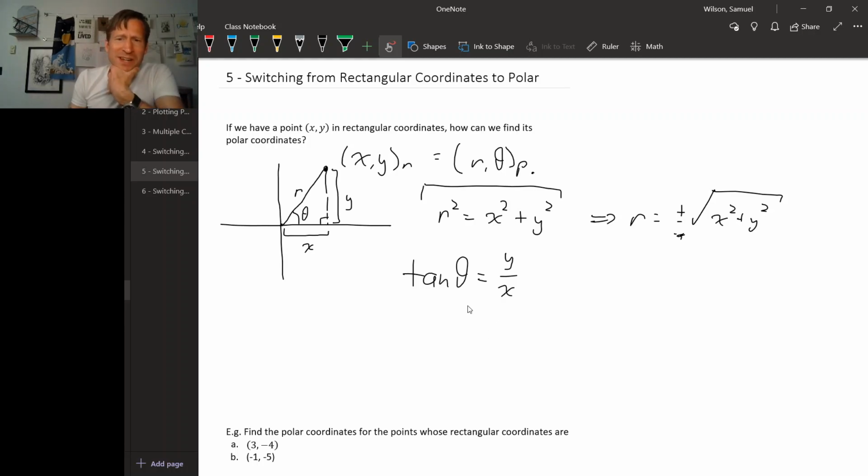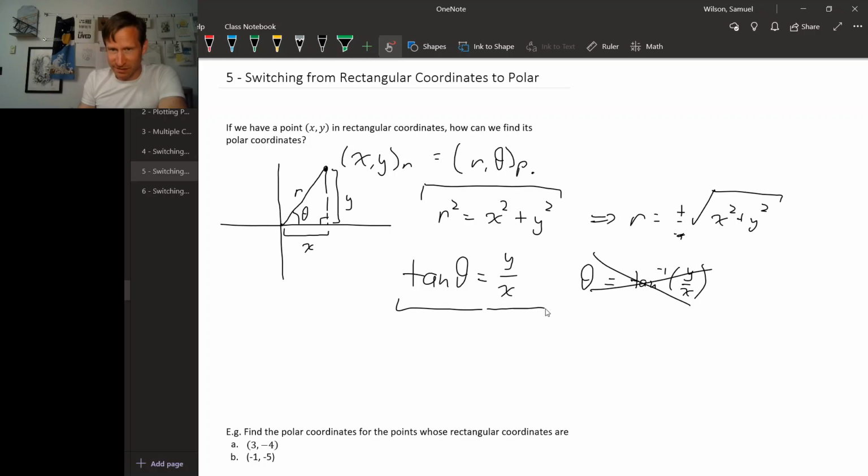One thing we need to be careful about here is, it's tempting to say that if tangent of theta is y over x, that means theta is inverse tangent of y over x. But that is not always true. It depends on what quadrant you're in, and we'll see examples. So I'm going to leave this expression relating theta to x and y like this, so that hopefully we prevent ourselves from thinking that we can just take arctangent without thinking about it. Okay, so we have these two equations that let us switch from rectangular coordinates to polar coordinates. So let's see if we can use them.